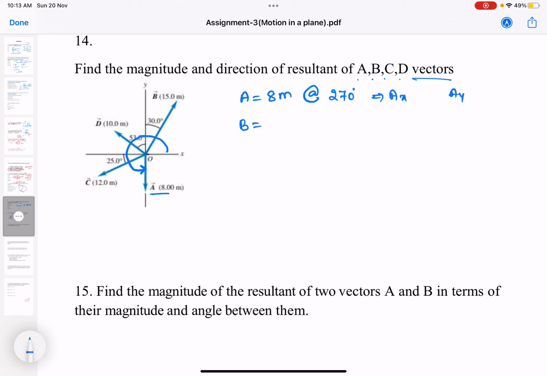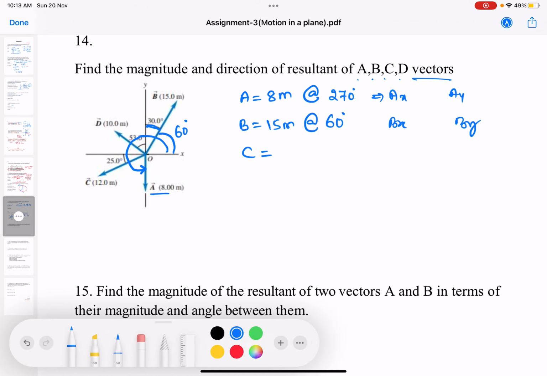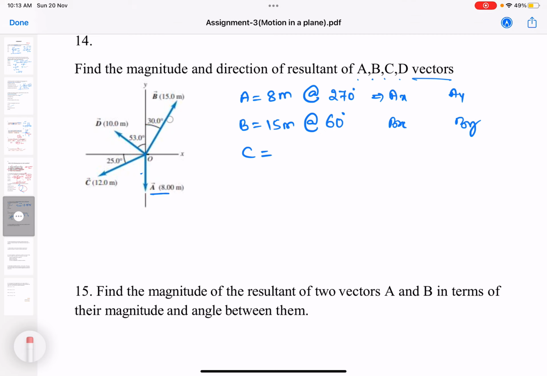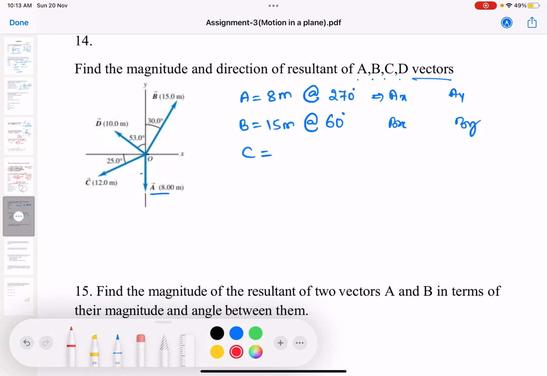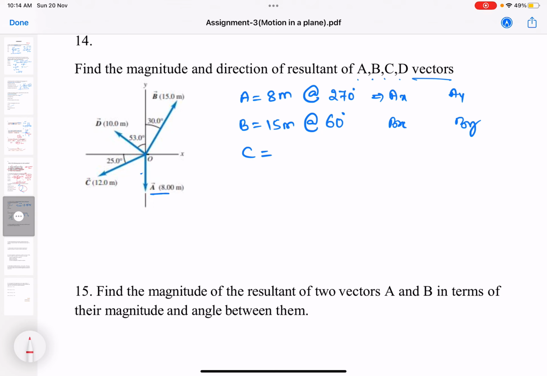Similarly, do the same for B. The magnitude of B is equal to 15 meters, and this angle is 30. So the angle from the positive x-axis is 60 degrees. B is at 60. So solve for Bx and By values. Next, C is equal to 12 meters at an angle of how much? For C, this is 180 plus 25, which is 205. So it is at an angle of 205. Same, solve for Cx and Cy.